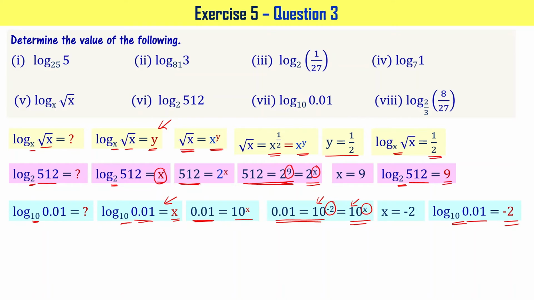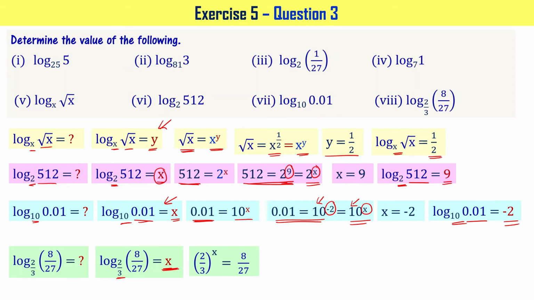Got it? Now let's look at the last part of the problem, that is log of 8 by 27 to the base 2 by 3. Right? We want to find its value. Let me assume this expression is equal to x. So the base is 2 by 3, and this is going to be the exponent when you write it in the exponential form, right? So 2 by 3 whole power x equal to 8 by 27.